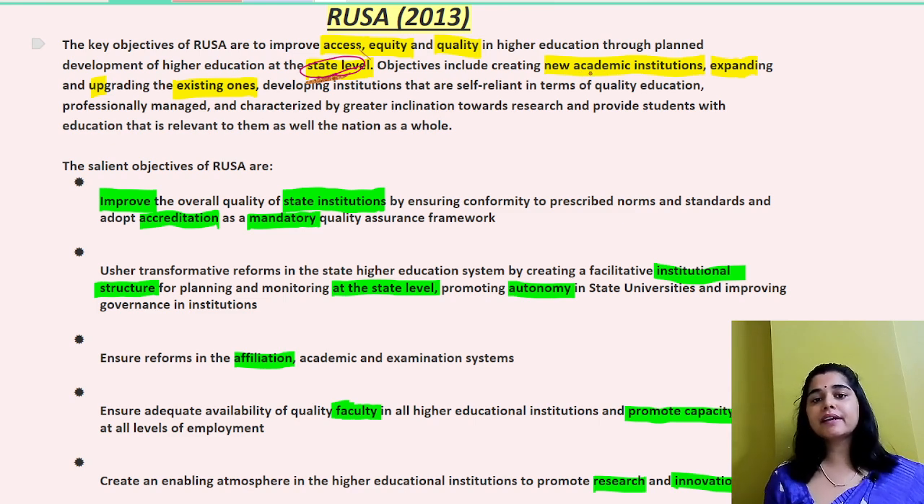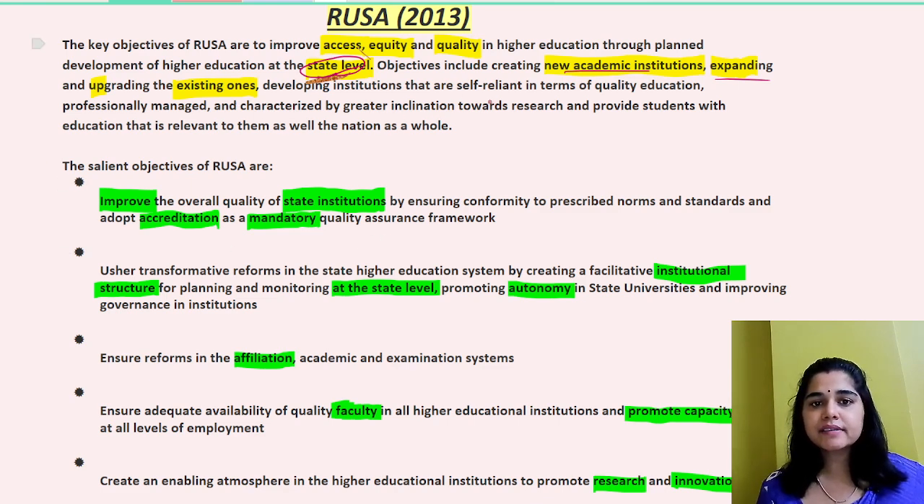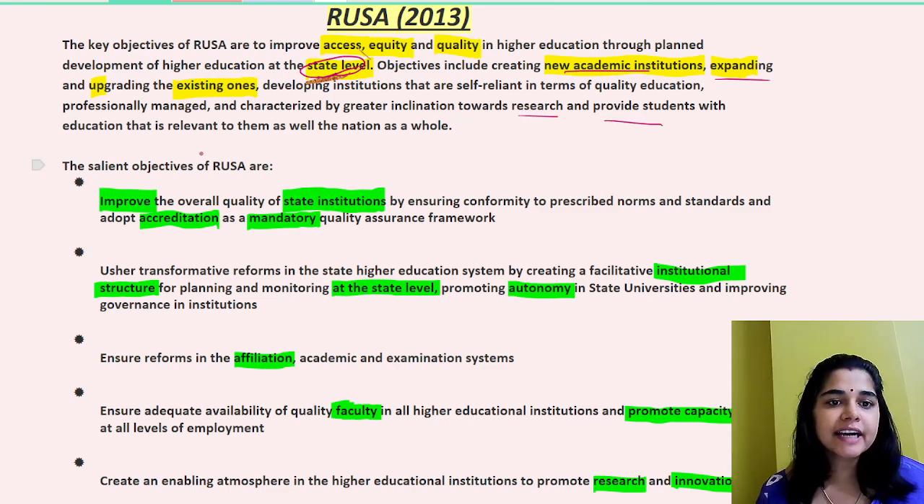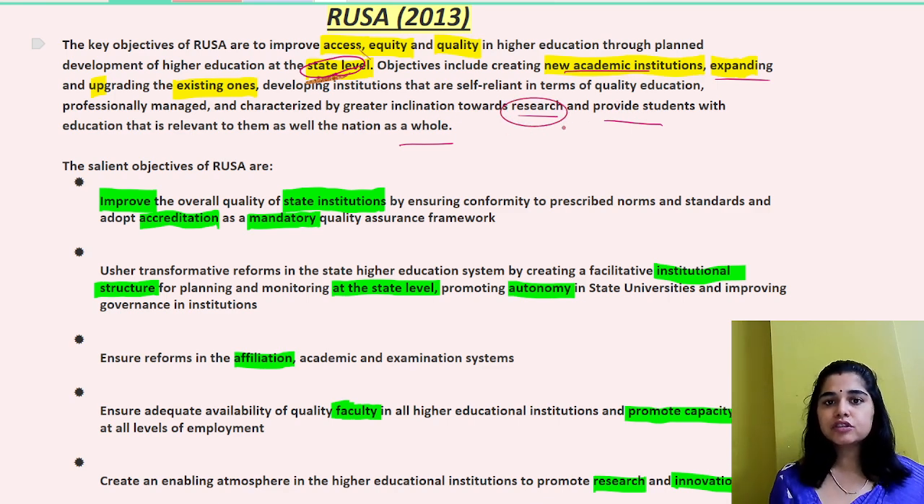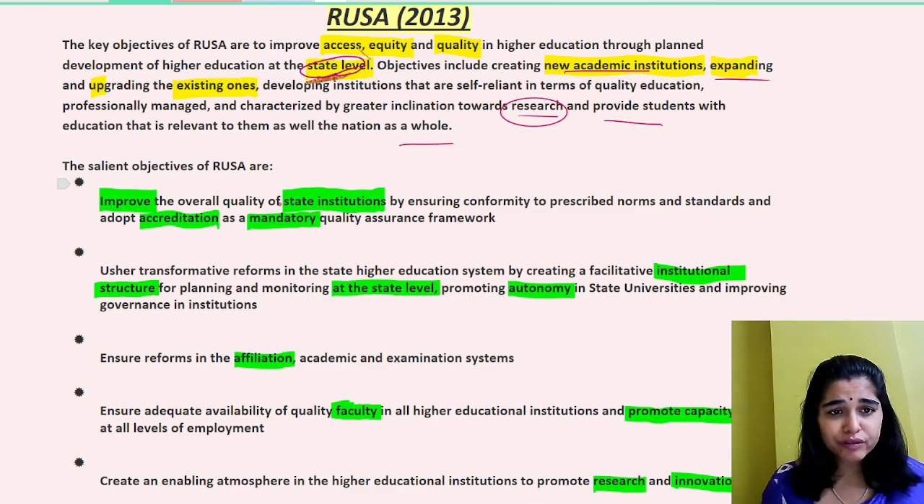They are creating what? New academic institutions, and expanding and upgrading the existing ones. Those which already exist have to improve as well. Institutions that are self-resilient in terms of quality education, professionally managed and characterized by greater inclination toward research, and provide students with education that is relevant to them as well as the nation as a whole. So they provide research also. So those are the salient features of RUSA.